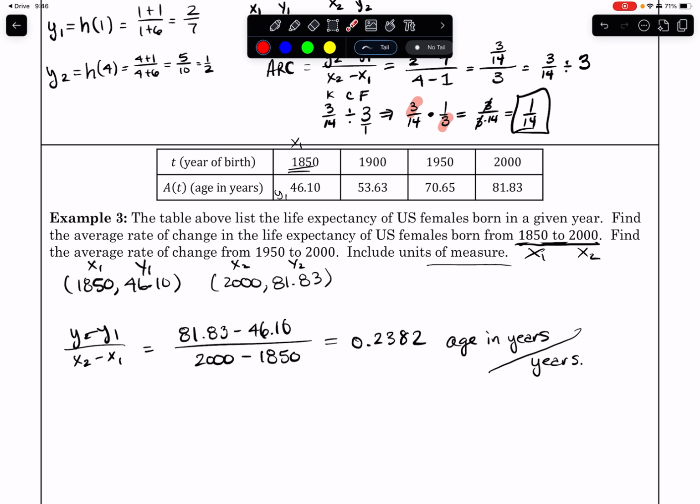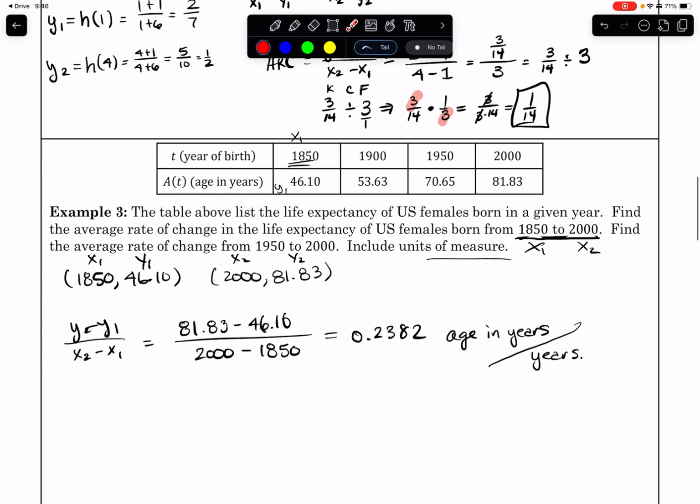Okay, in 2 years she would grow that much more. In 3 years, this amount will be added one more time, and so on and so on.